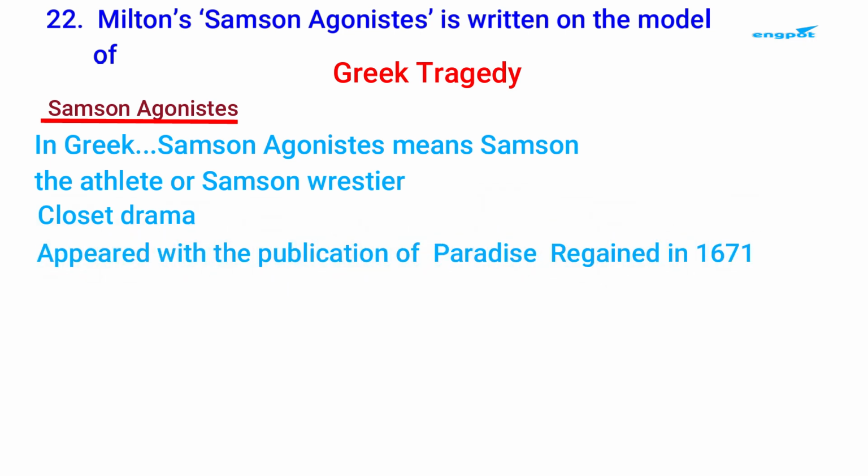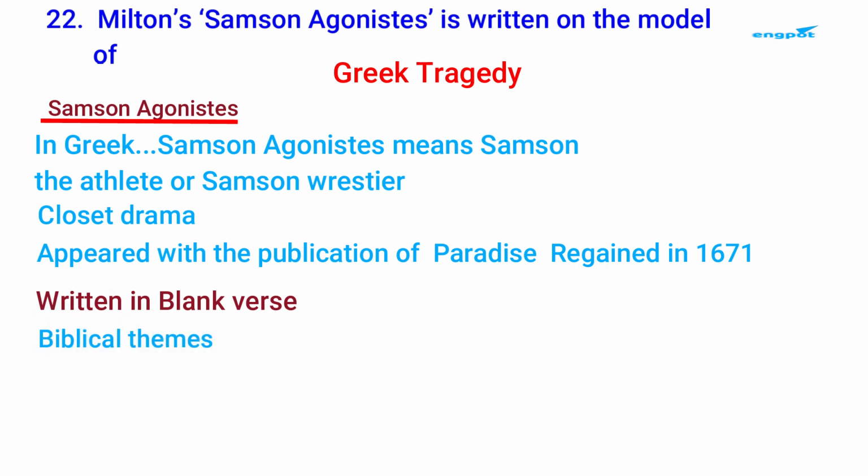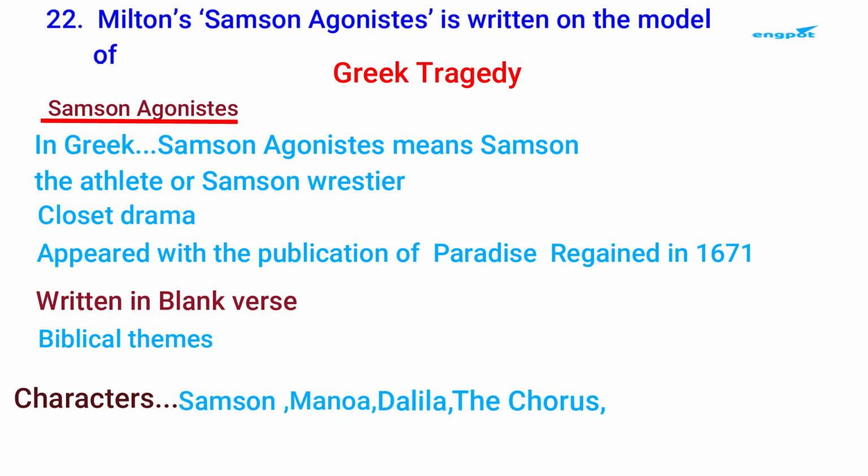And it appeared with the publication of Paradise Regained in the year 1671, and Samson Agonistes is written in blank verse. And like Paradise Lost, it is based on a biblical story, or it has got biblical themes. And the characters are Samson, his father Manoah, and his wife Delilah. And there is also a chorus, and apart from that, there is a character Harapha, and also a soldier.